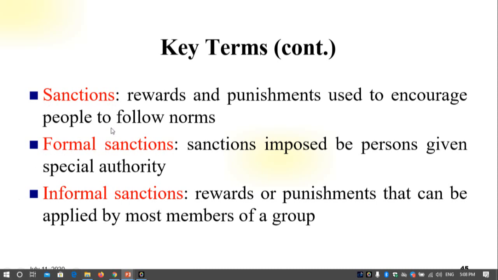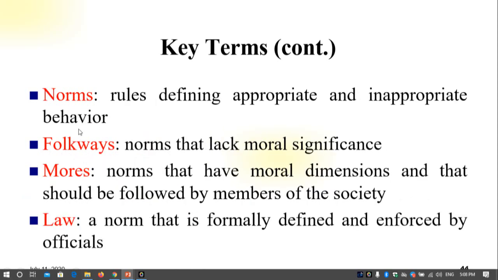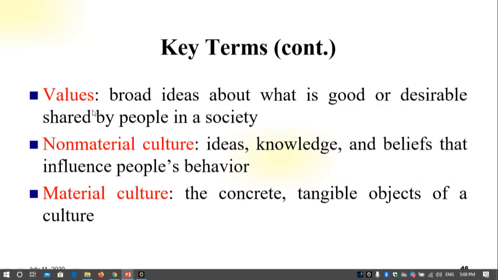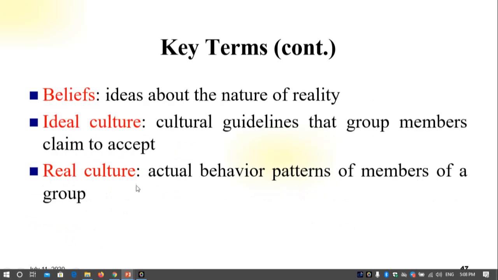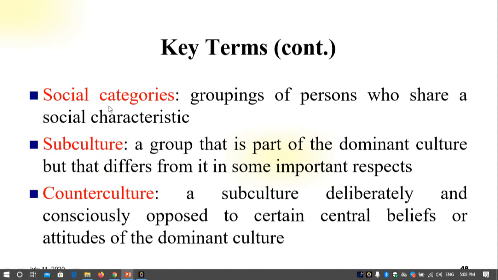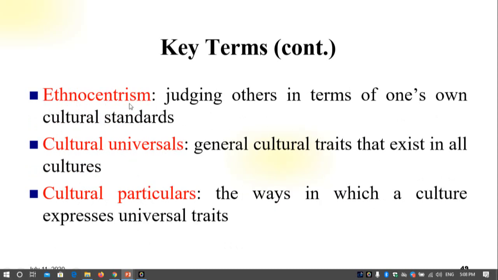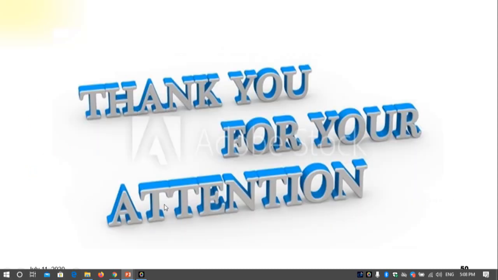In sanctions there are two kinds: formal sanction and informal sanction. In norms there are three points: folkways, mores and laws. Then values, non-material culture and material culture, and beliefs. There are two ideas: ideal culture and real culture. Then social category, subculture, counterculture, ethnocentrism, cultural universal, cultural particular. That's all for the key terms.